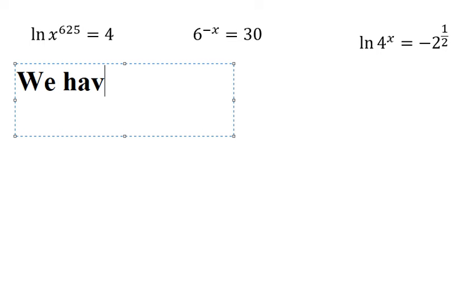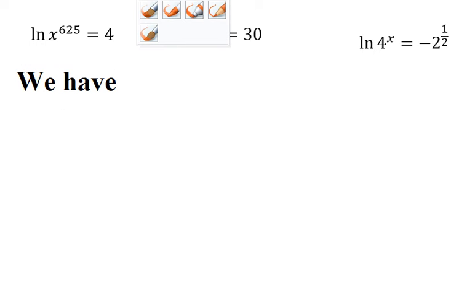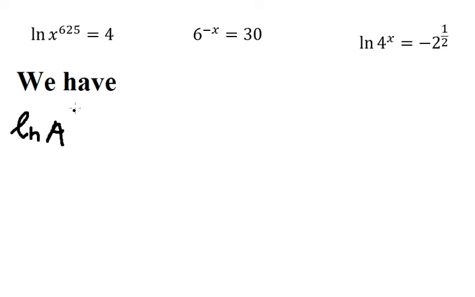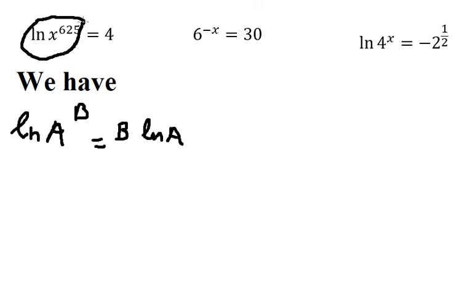We have the formula in here. That is about ln 8 to the power of b equals b ln 8. So this one, we need to transform this one into this one.